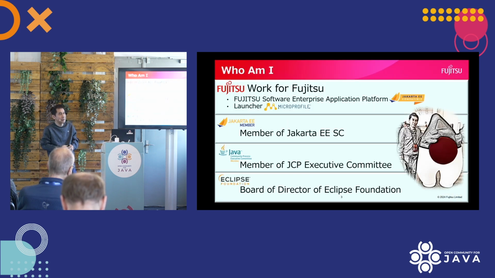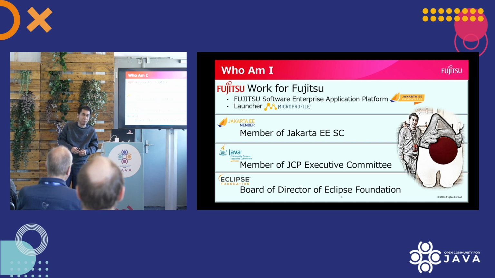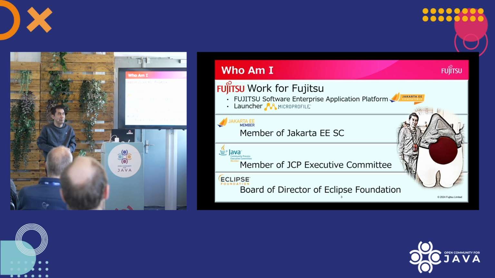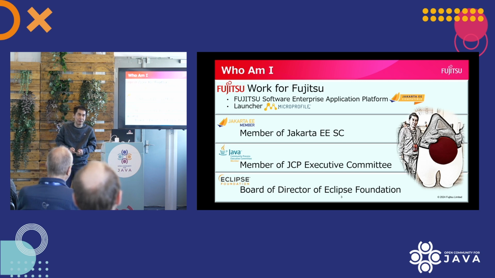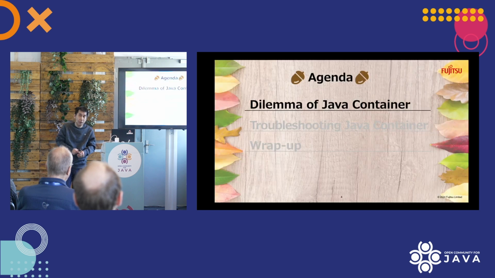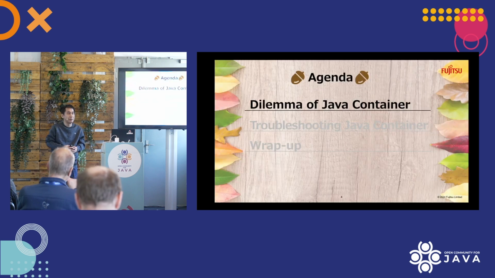My name is Kenji Kazumura, and I'm working for Fujitsu. Fujitsu provides some Java-related products, such as an application server, which is one of the Jakarta EE compatible implementations. Fujitsu also provides a MicroProfile implementation called Launcher. And I'm a member of the Jakarta EE and MicroProfile working groups. So let's start the first topic.